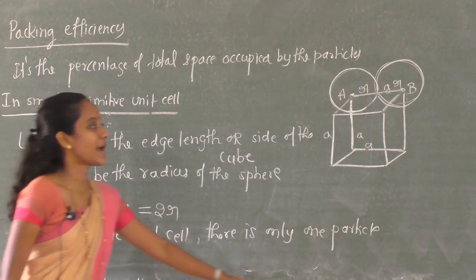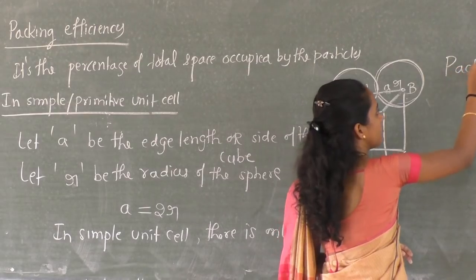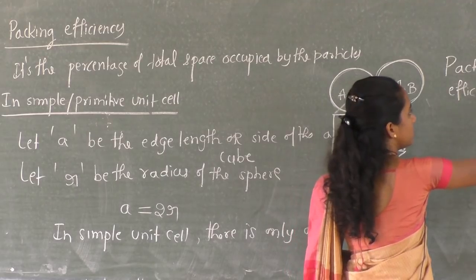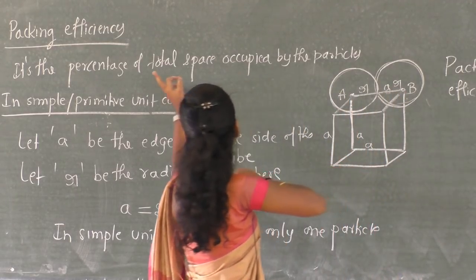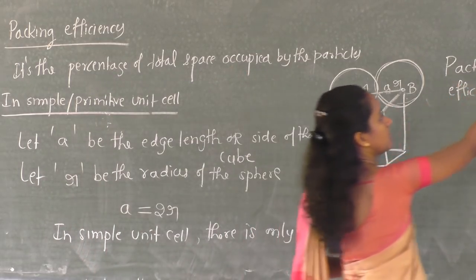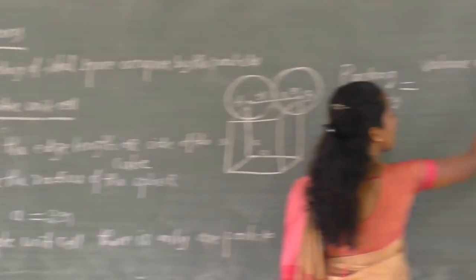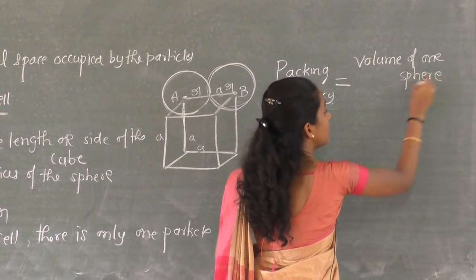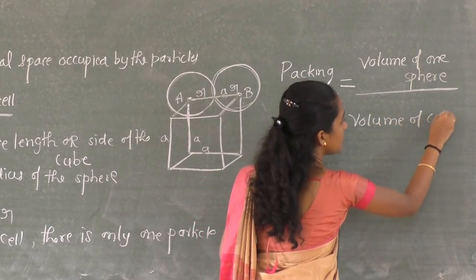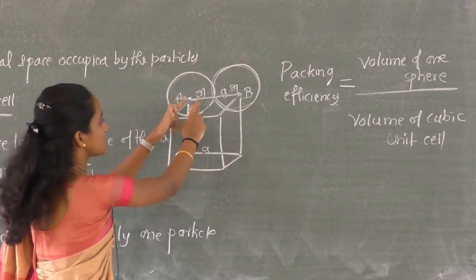Now, what is our packing efficiency formula? Packing efficiency is equal to, what is packing efficiency? It is the percentage of total space occupied by the particles. Volume of one sphere or one particle divided by volume of cubic unit cell. So this is a cubic unit cell.